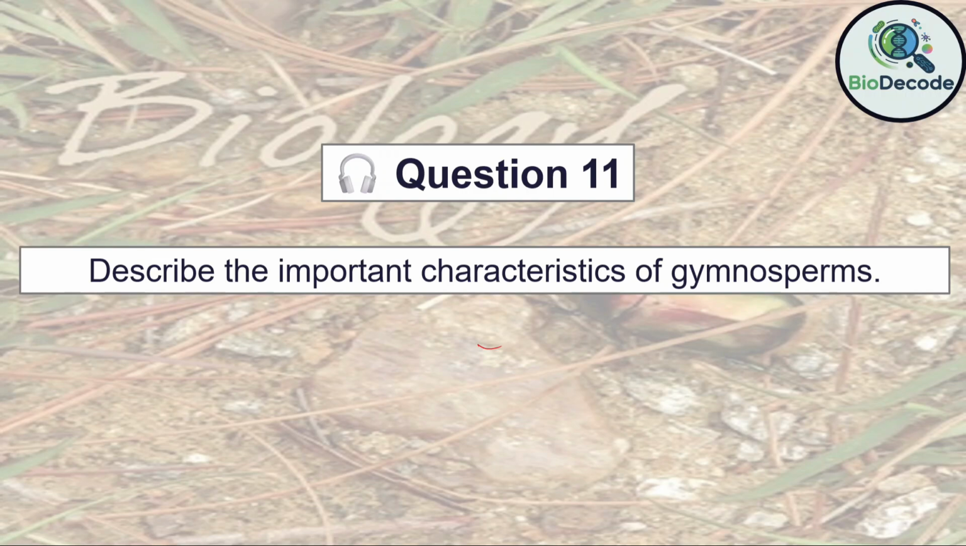Seeds are naked, not enclosed within fruits. The gametophyte is highly reduced and dependent on the sporophyte. Pollination occurs through wind, and fertilization does not require water. The sporophyte is the dominant independent generation, showing a diplontic life cycle. Common examples include Cycas, Pinus, and Ephedra.